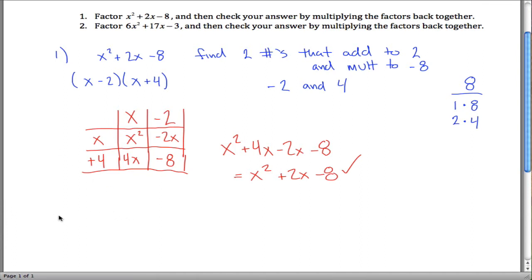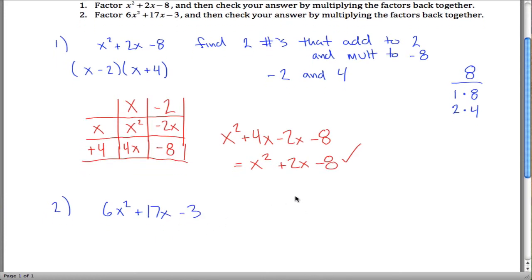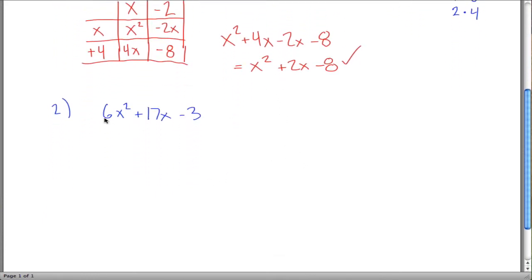Move on to the second problem. Second problem, a little bit harder. We want to factor 6x squared plus 17x minus 3. This problem is more difficult because the leading coefficient is not a 1. When the leading coefficient is a 1, you can just use the method we used above, but when it's not, what you've got to do is add a few more steps.